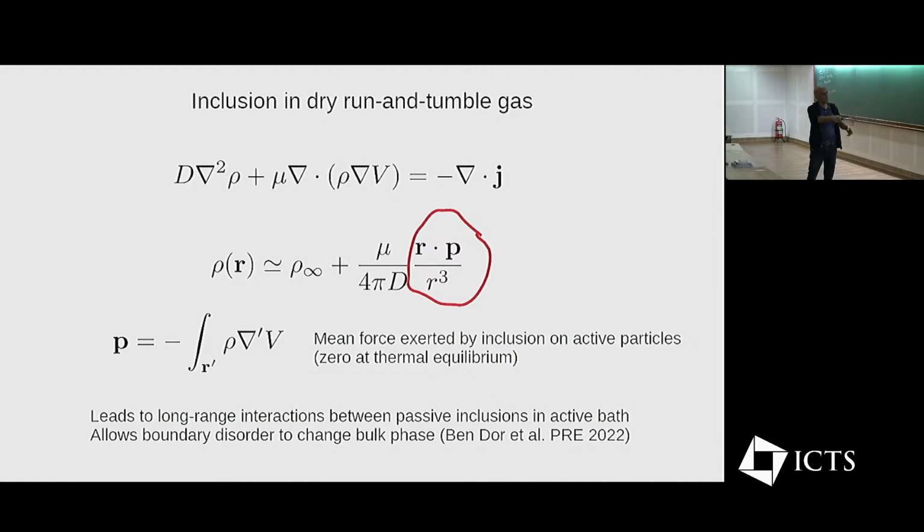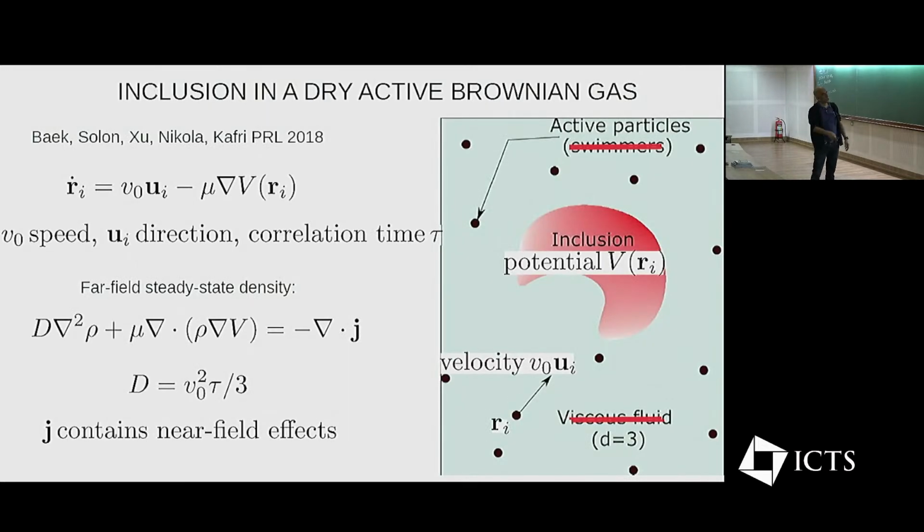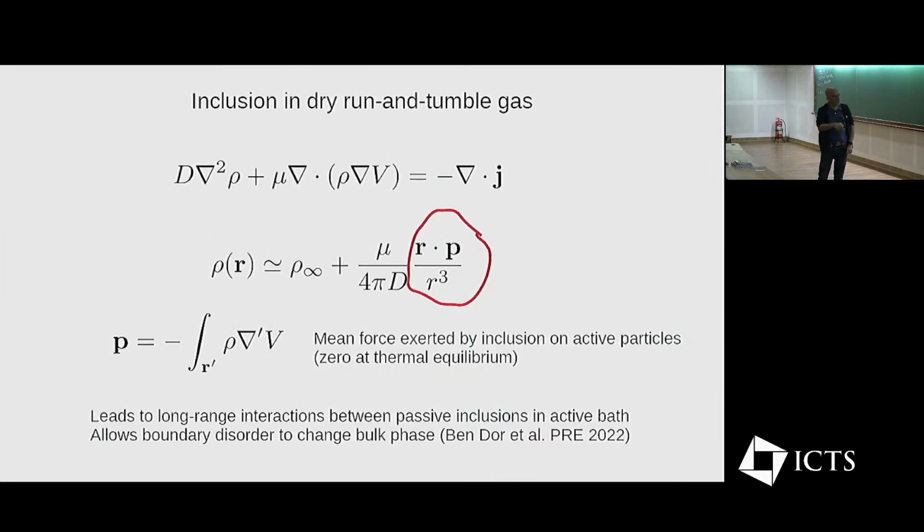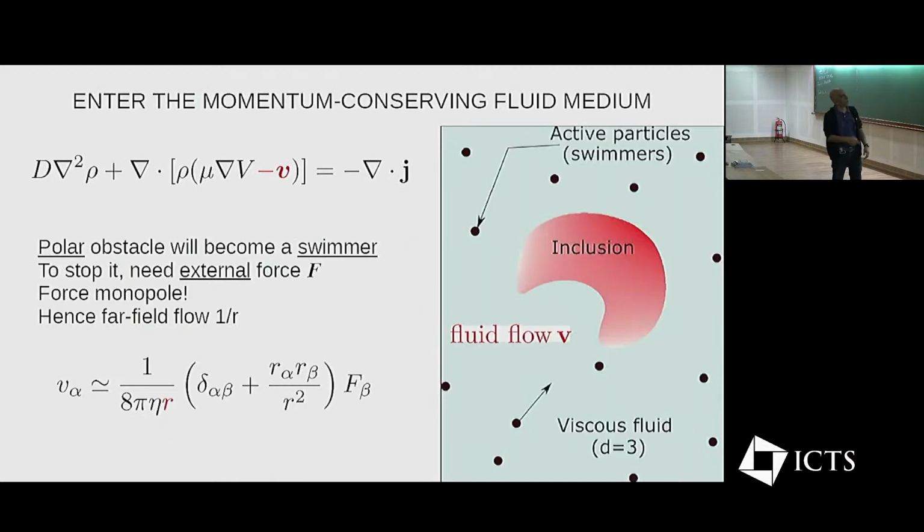So this was a nice problem that these guys solved. They've done many things with it since, including pointing out that it leads to long-range interactions between two objects. If you have two objects in this active bath, the active bath mediates long-range interactions between those objects. If you have a disordered boundary, it can even dramatically change phase separation in the bulk and so forth. So many nice things have come out of this problem.